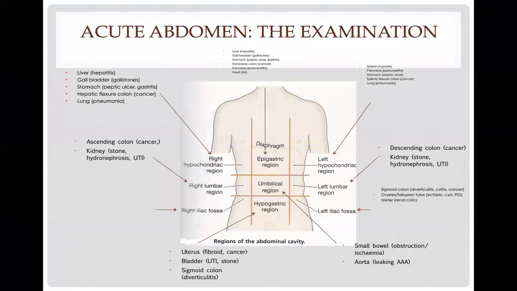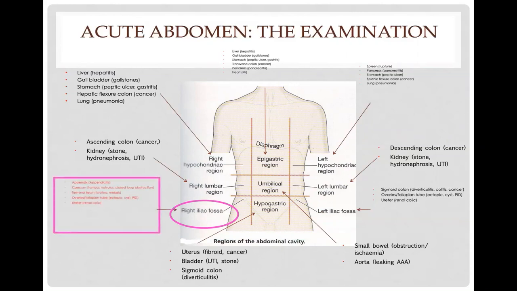So the abdomen is split into 9 regions. Specifically, the right iliac fossa contains numerous organs. So, for example, the appendix, the cecum, the terminal ileum, in females, the ovaries, as well as the ureters. Now, these are all organs that can lead to right iliac fossa pain acutely.